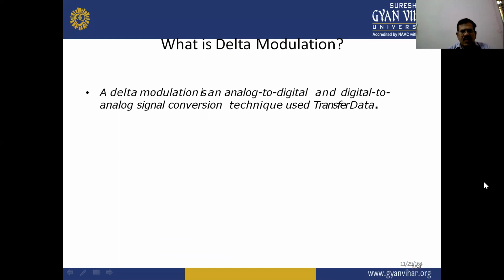The next type of digital modulation technique is delta modulation. So what is delta modulation? Delta modulation is an analog to digital or digital to analog signal conversion technique used for transferring data. So in delta modulation, we can change the analog signal into a digital signal, or also a digital signal to an analog signal. So this is the delta modulation technique, which is a digital type modulation technique.